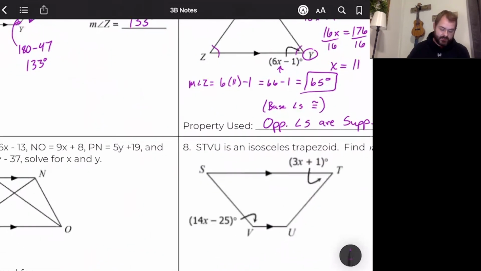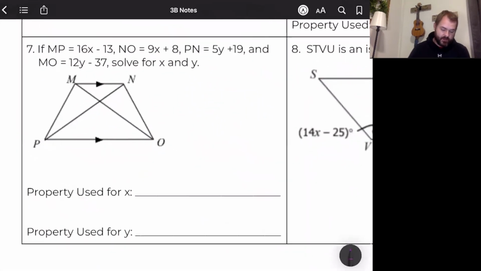Okay, let's keep moving right along. We've got another one. Now, there are two different variables in this problem, so there's going to need to be two different equations used. So let's look at what we're doing.